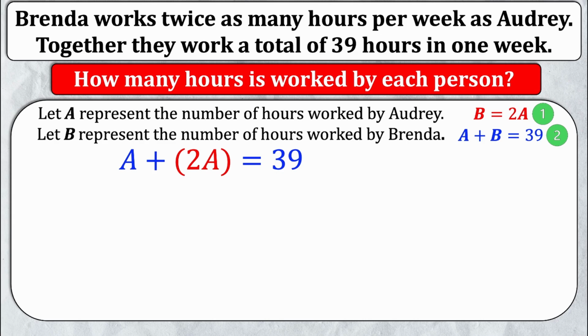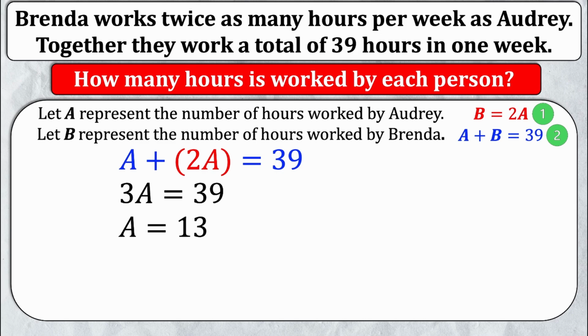So now you can see I have one variable, A, and one equal sign, which means I can now solve for A. And I can do that by collecting my like terms and simplifying. So A plus 2A equals 3A, and 3A equals 39. If I want to isolate A, I just need to divide both sides by 3, and if I do that, then A equals 13.